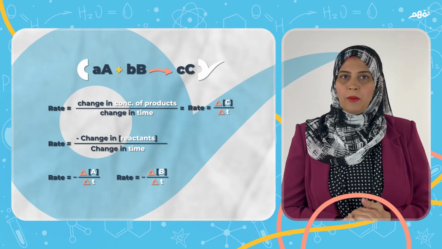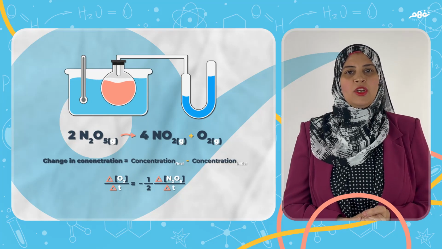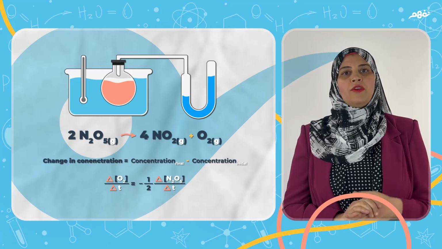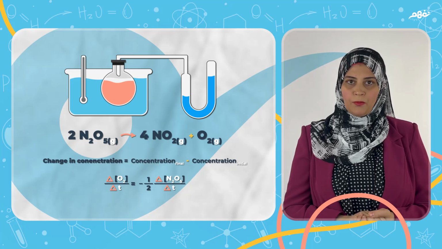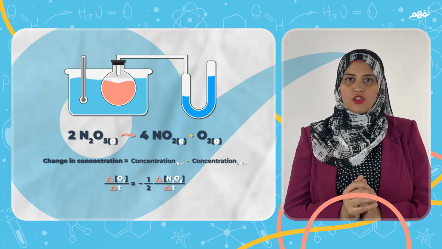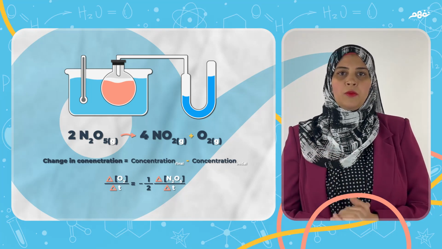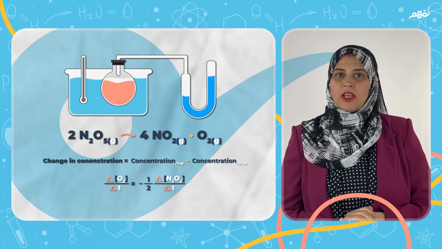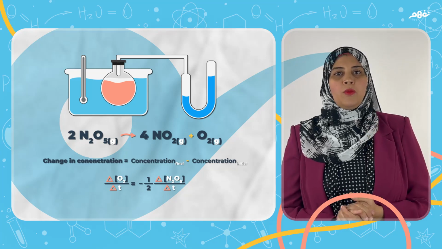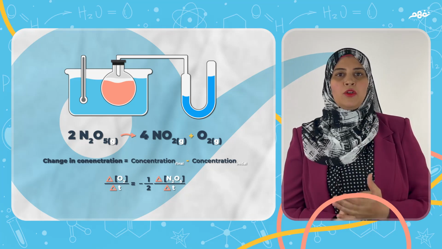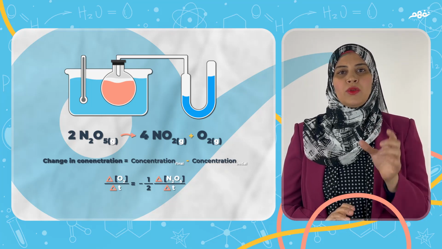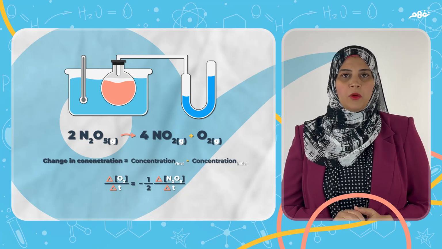Say we have a chemical reaction in which we decompose nitrogen pentoxide: 2N2O5 into 4NO2 plus O2. In this reaction, I can collect the oxygen gas produced, and it's easy to measure the volume of oxygen gas produced. So we can say that the rate of the reaction equals the final volume of oxygen gas minus the initial volume of oxygen gas over the change in time, which is equal to the time required to collect the volume of the gas.